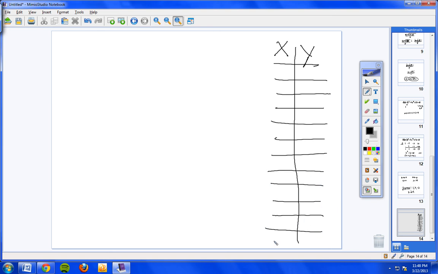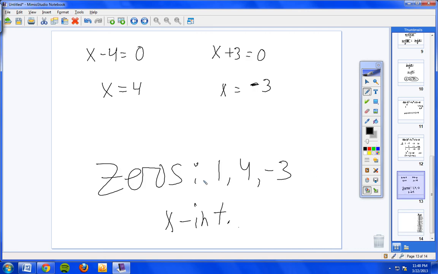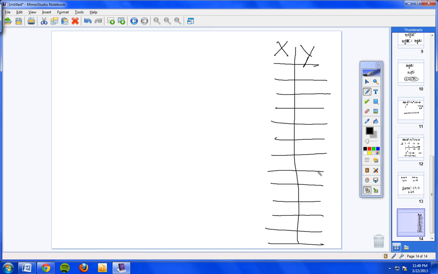Now think of a number line, Chase, would you please? Our zeros are 1, 4, and negative 3. So think of a number line. Here's 0, here's 1, here's 4, here's negative 3. We want to put numbers into our table of values that go outside our zeros, and these are our zeros right here, okay?